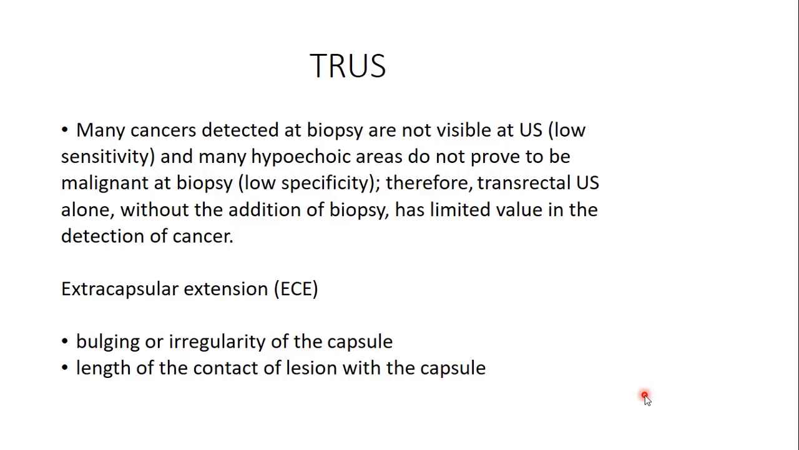In the past, the hypoechoic lesion on transrectal ultrasound was considered pathognomonic for the diagnosis of prostate CA. But this view has changed now, because many cancers detected at biopsy are not hypoechoic lesions on transrectal ultrasound. Moreover, there are many isoechoic lesions which on biopsy are detected as cancer. On transrectal ultrasound, there are some features which suggest extracapsular extension, like bulging or irregularity in the capsule. Increase in length of contact of the lesion around the capsule also depicts extracapsular extension.